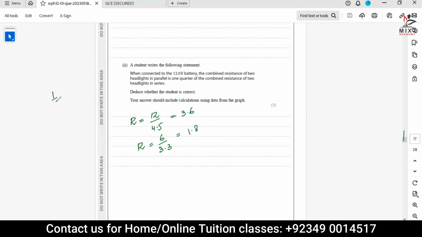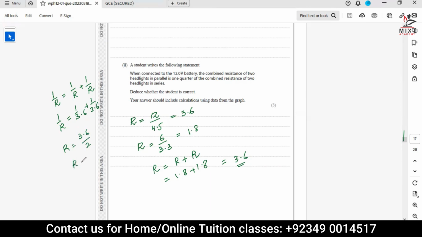Now you will take the parallel resistance. This is parallel: 1 over R is 1 over 3.6 plus 1 over 3.6. And for the series, R is equal to R plus R, that will be 1.8 plus 1.8. What answer do you get? Here you get 3.6, and here R is equal to 3.6 divided by 2. So R will be equal to 1.8.